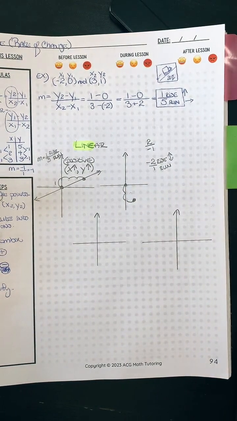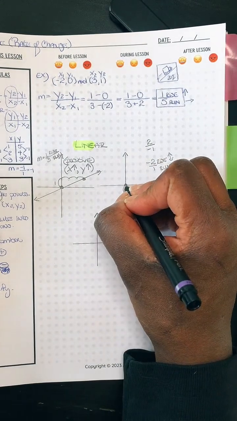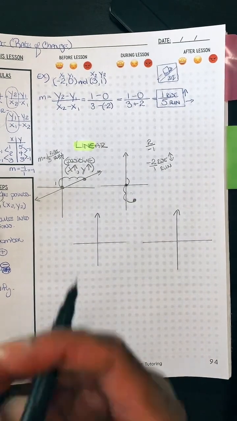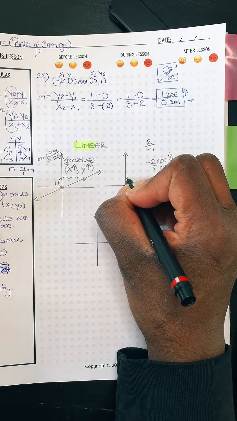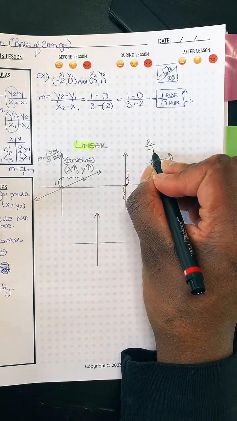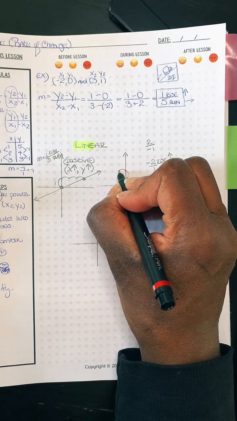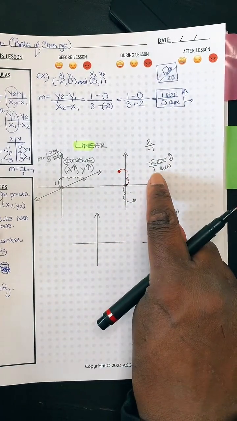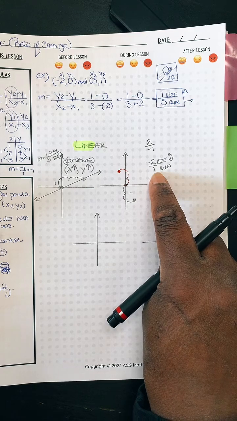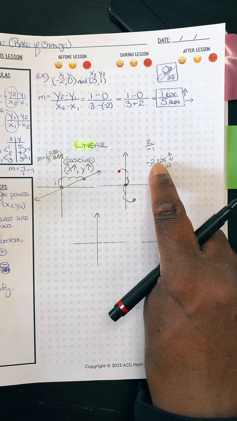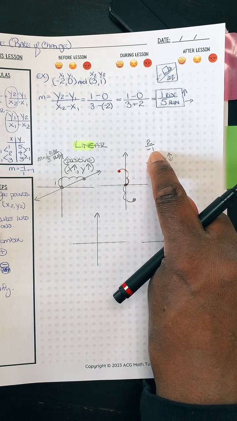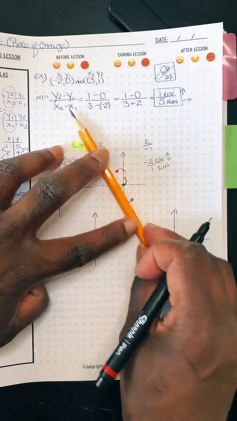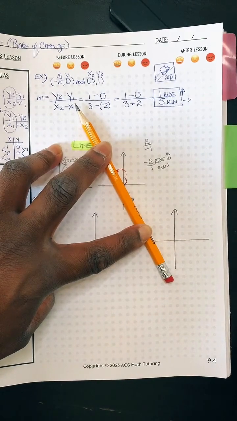Let me change colors so you can see that a lot better. If I start here at the origin and go up 1, 2, then for the -1, I will go to the left 1 to make my point. So when you have a negative slope like this, you get to pick and choose where you want the negative: in the numerator or in the denominator. And you notice that those 2 points are on the same exact line.